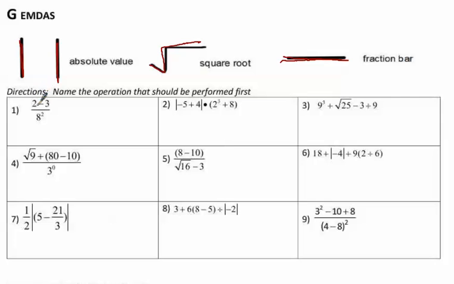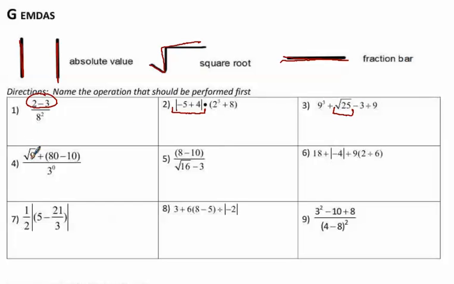So 2 minus 3 would be the first thing you would do because you want to simplify the numerator. On problem 2, you want to do your grouping. Absolute value is considered a grouping, so you always want to work left to right. So the absolute value of negative 5 plus 4 is going to go first. On problem 3, square root is considered a grouping. So you want to do the square root of 25 first.